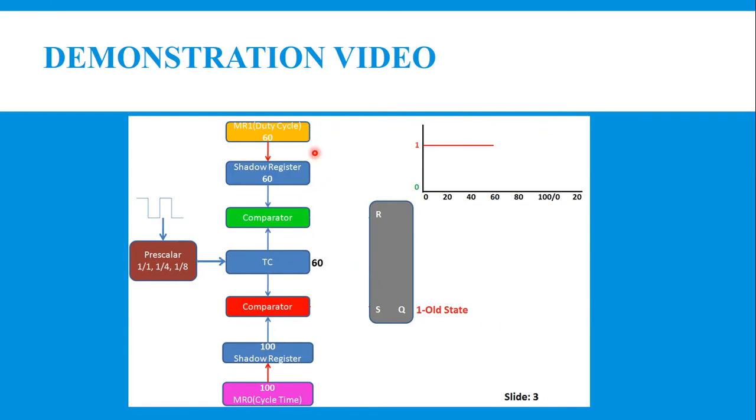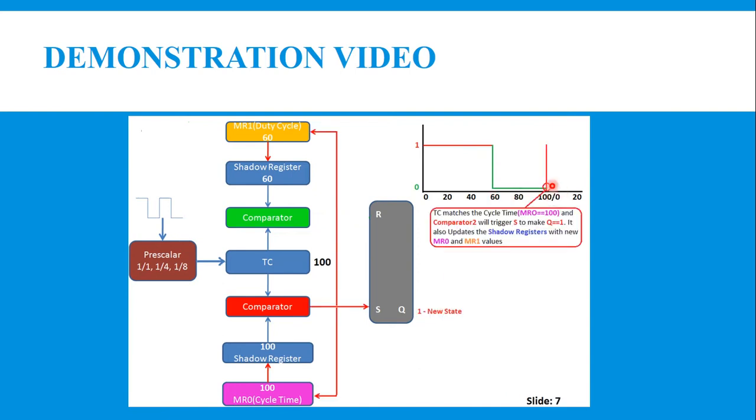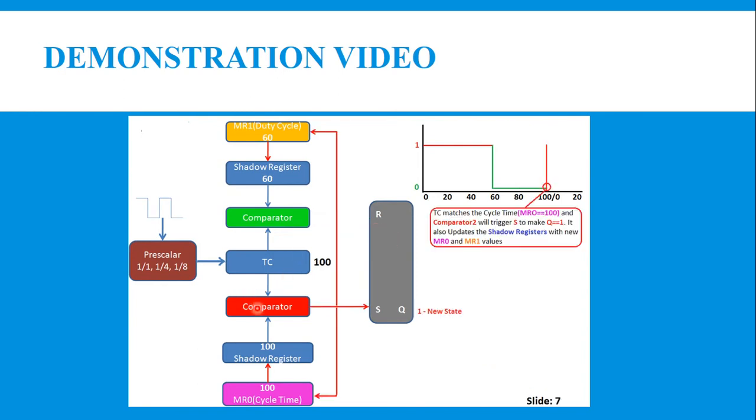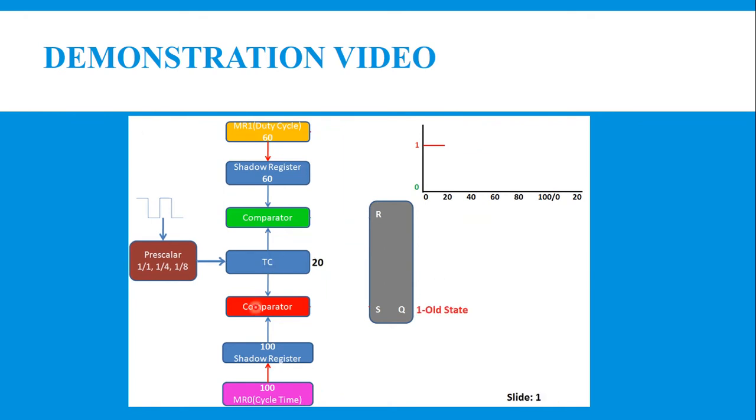MR1 goes on until it reaches the comparator, which will set the new state. If it crosses 6, the same state will follow. Once it reaches 100, it will send the new value. So this is the way the MR1 duty cycle shadow register 60% works. Once 60% is reached, the comparator value will set the new state. Once that new state count reaches 100, again the comparator will check the counter value. If it is 100, it will change to the new state again.